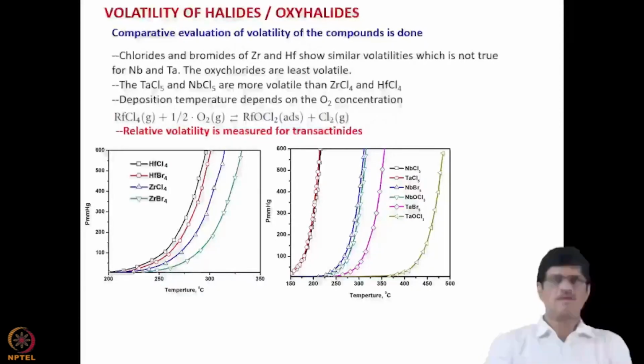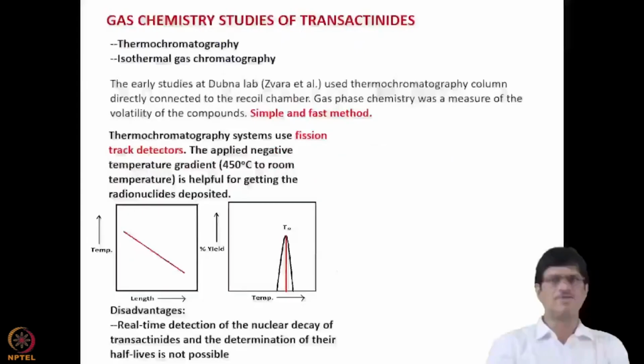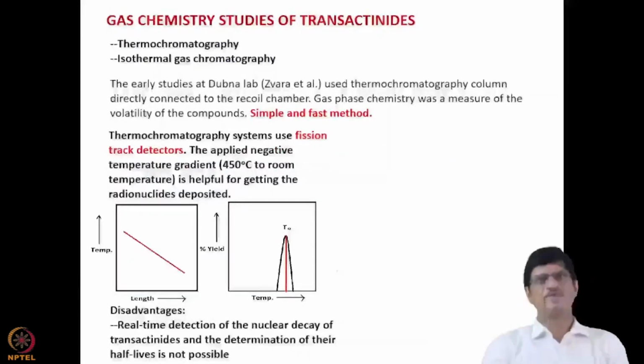In a similar manner, experiments can be done for the rutherfordium chloro complexes, and also to form their oxychloro complexes as given by this equation by reacting with oxygen, and this can be compared with the zirconium as well as hafnium complexes. Now, how are these gas chemistry studies carried out for the transactinides? The experimental method is rather simple. There are two types of experimentation: one is thermochromatography and the other is isothermal gas chromatography.